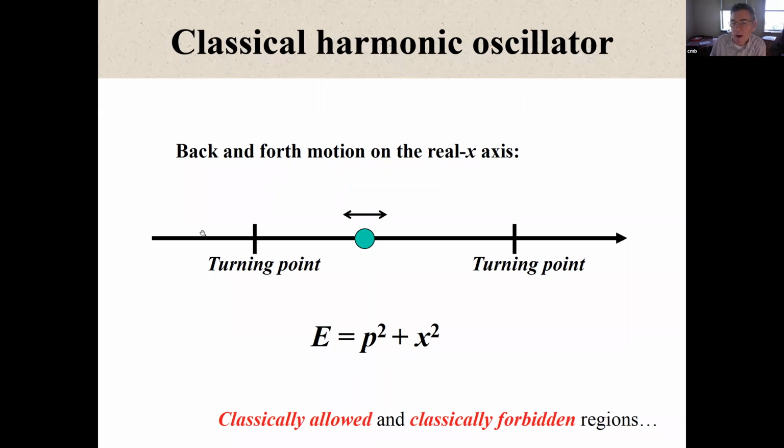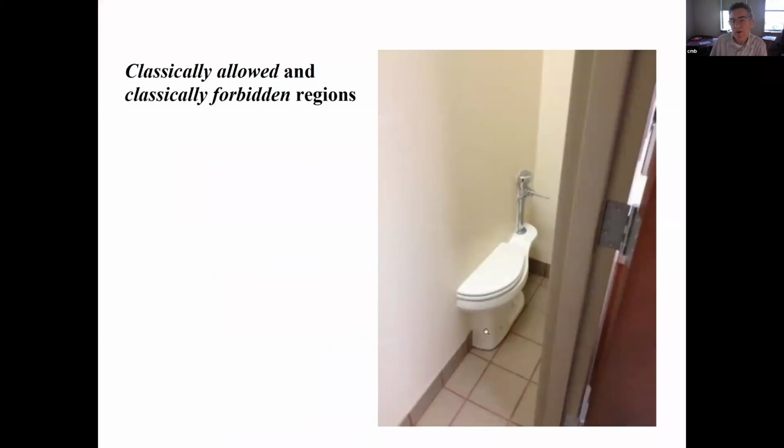Why are they forbidden? Because if x is greater than the square root of E, then x squared is greater than E. But you can see that if x squared is greater than E, p squared must be negative. How could p squared possibly be negative? Okay, and in case you didn't understand that, here's a quick explanation of classically allowed and classically forbidden regions. This is it. Okay, you can see that.